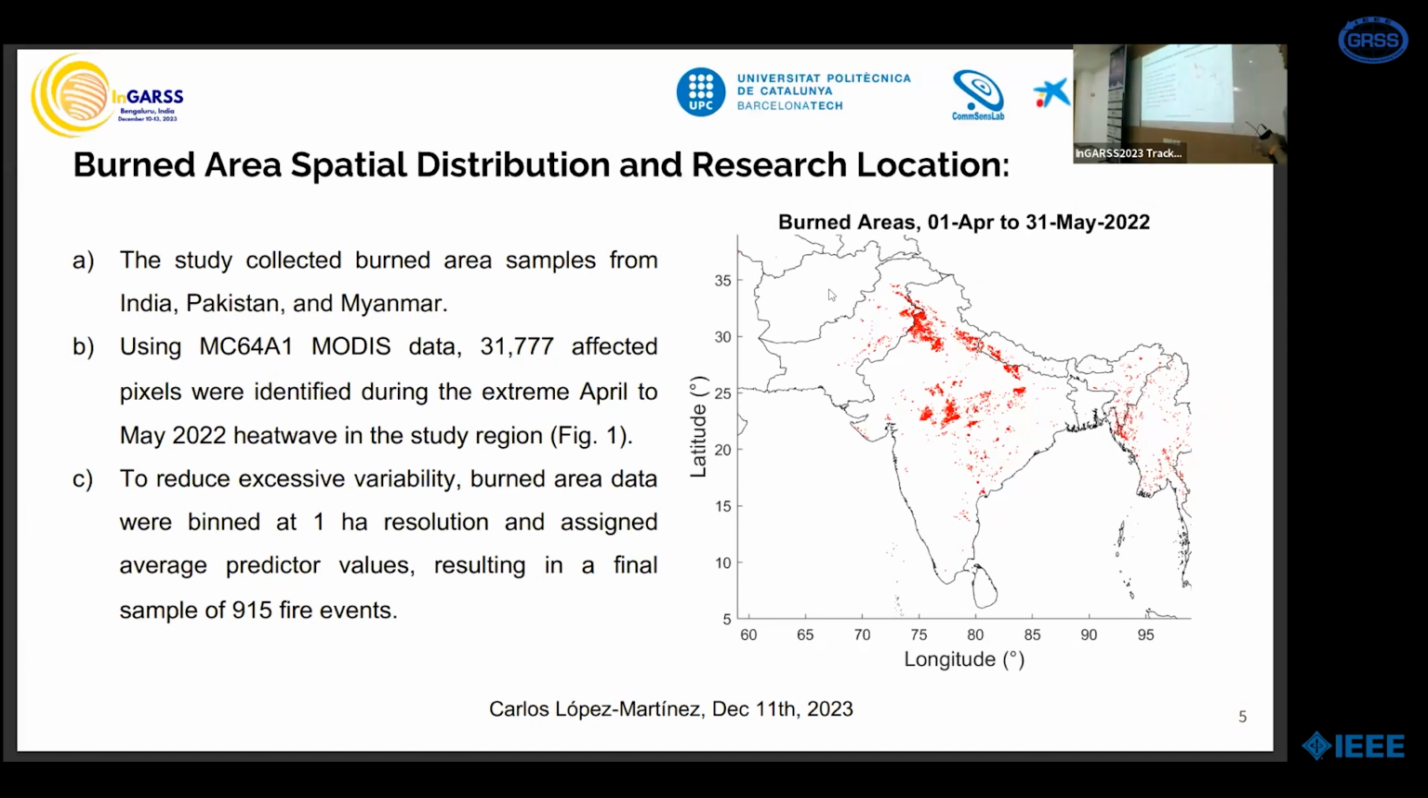So what is the area of study? We are basically considering April and May 2022 in India. We are considering fires in India, Pakistan and Myanmar, which are the red dots plotted here. From MODIS, we had more than 30,000 affected pixels where we had fire. In order to simplify the data and facilitate the analysis, we binned the data at 1 hectare resolution. At the end, this process ended up with a little less than 1,000 fire events that we want to study, to see the effect of the different variables on the extension of these fires.